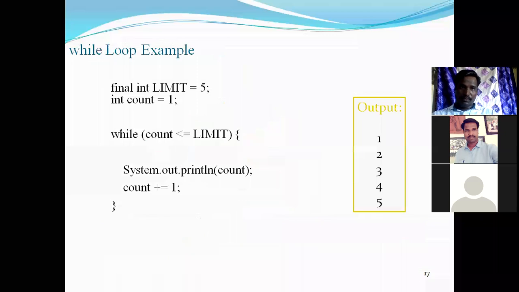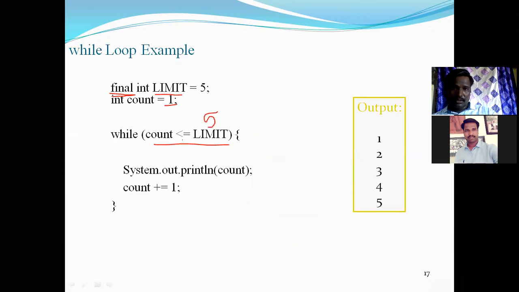So, this example. I'll tell you why we're using final. The final keyword is used for making this value a constant, and the variable name is limit, with value 5. Initially the count value will be 1, and count is less than or equal to limit. This limit is nothing but 5. For that many times it will be printed here. Whenever the value reaches 6, this condition becomes false. So this is the output we are getting.